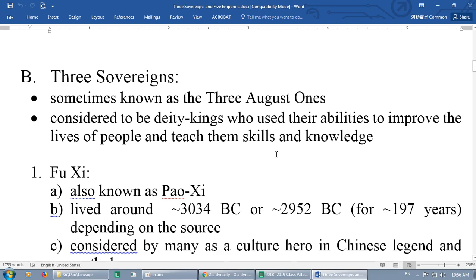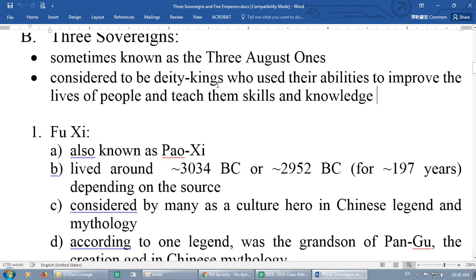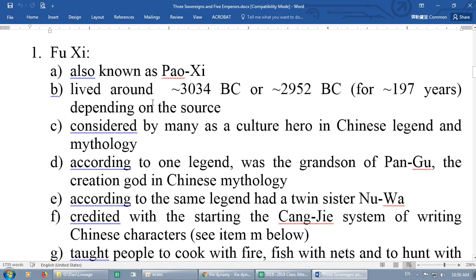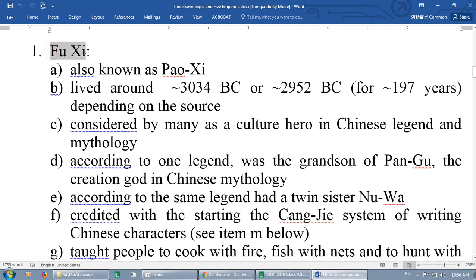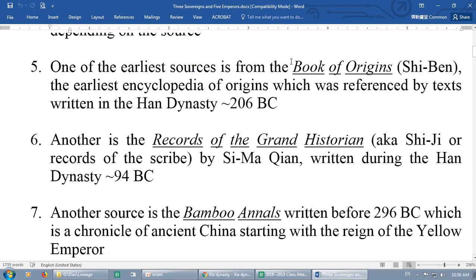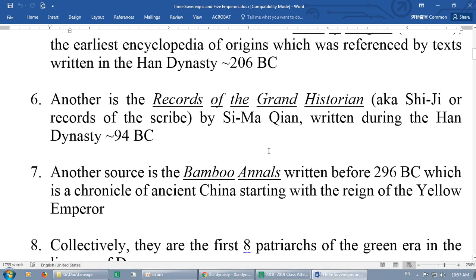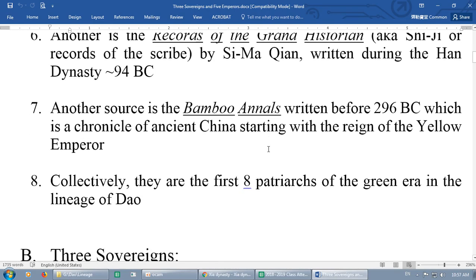So let's talk about the first deity king, or the first sovereign. He is Fuxi, also known as Baoxi, that's another name. Now, depending on the source, like I mentioned, there are many more sources, but I just pick 3. There are at least a dozen different sources, which just gets more confusing.